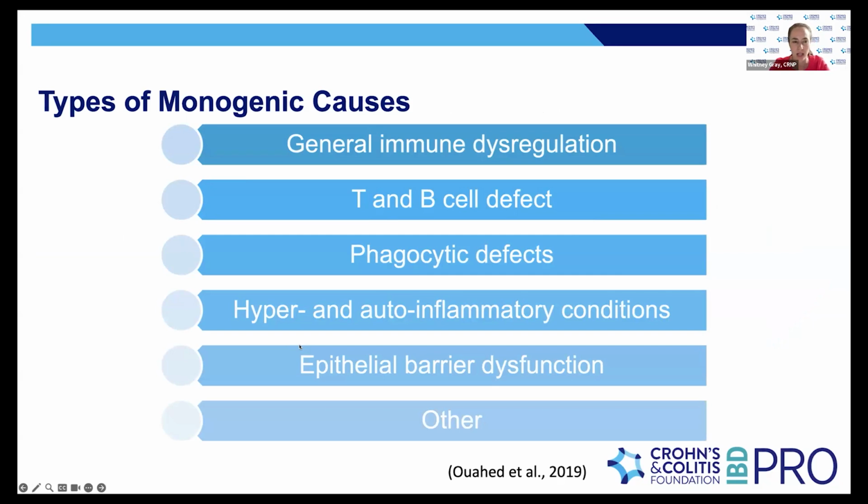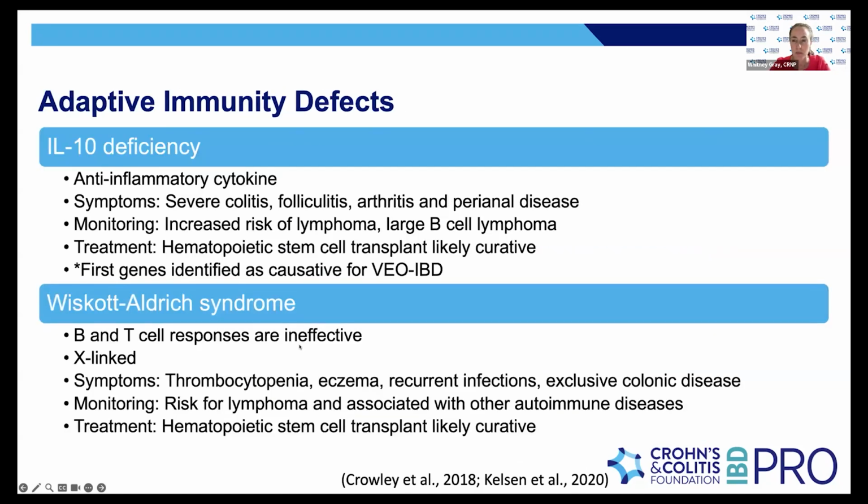So they can impact general immune dysregulation, T and B cell defects, phagocytic defects, hyper and autoinflammatory conditions, epithelial barrier dysfunction, and then kind of a broader category of other. So some examples of the adaptive immunity defects include IL-10 deficiency. This was actually the first gene identified as causative for VEO-IBD, so kind of one to note.